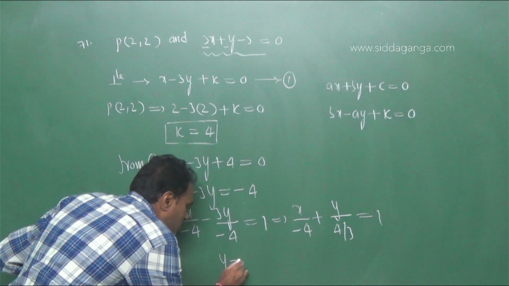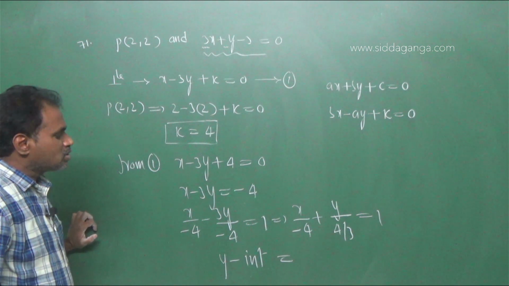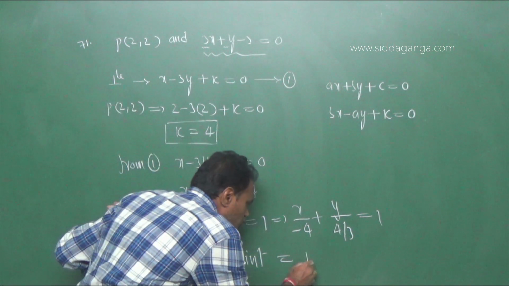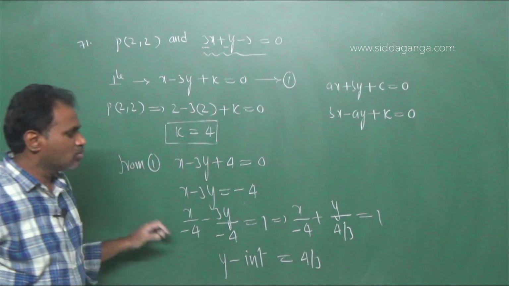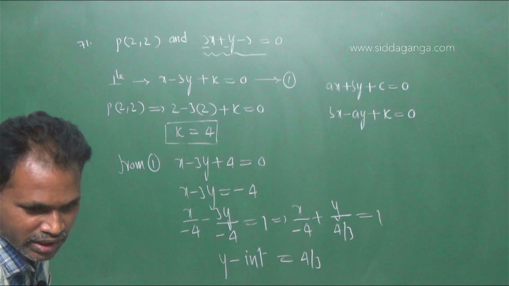Therefore, the y-intercept of this line is 4 by 3. Therefore, y-intercept is 4 by 3. Option 4 is right. Next question.